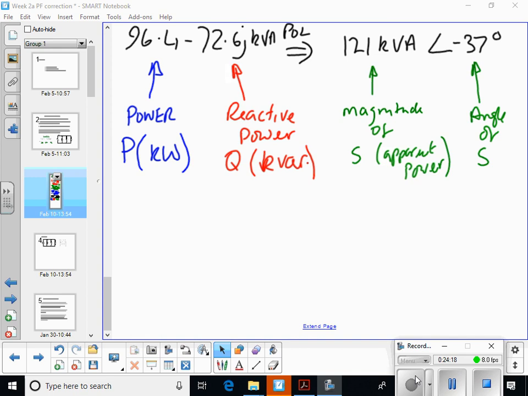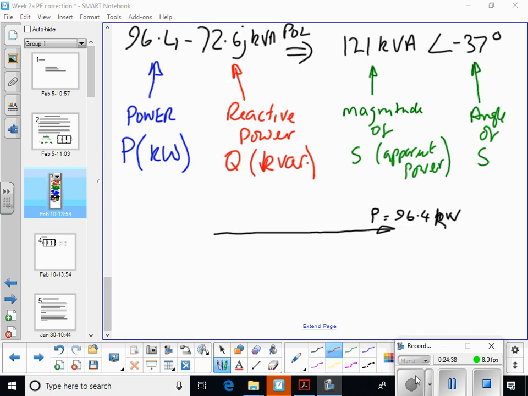Yes. So you draw it like this. Here's P, which was 96.4 kilowatts. You'll draw Q as minus 72.6.